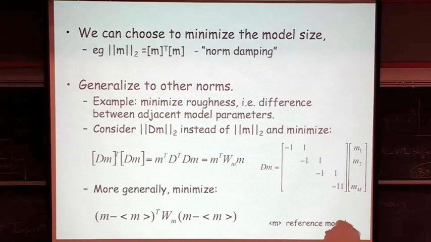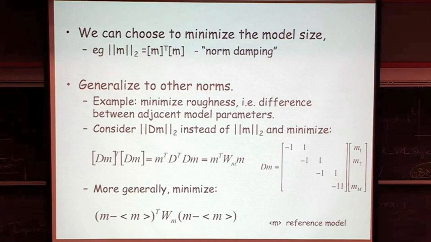Okay, so in this problem, we can minimize the model size, as we were just discussing. The model size meaning the size of the perturbation in each block. And that's called norm damping. But we could choose to minimize something else. For example, we could choose to minimize the difference between the model values between two adjacent blocks. So we want to smooth the model, right?